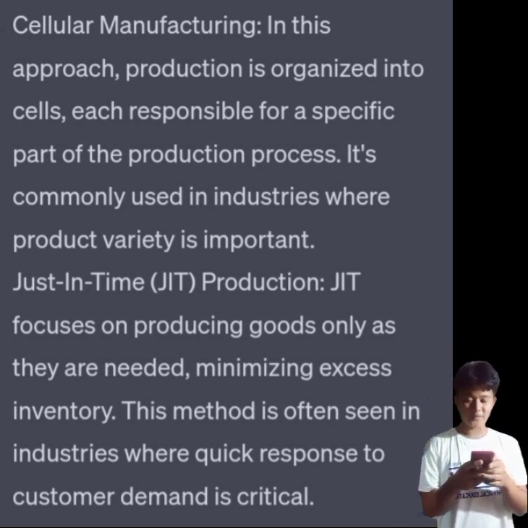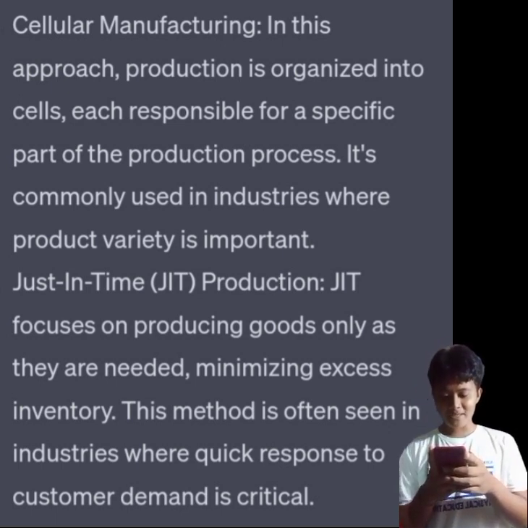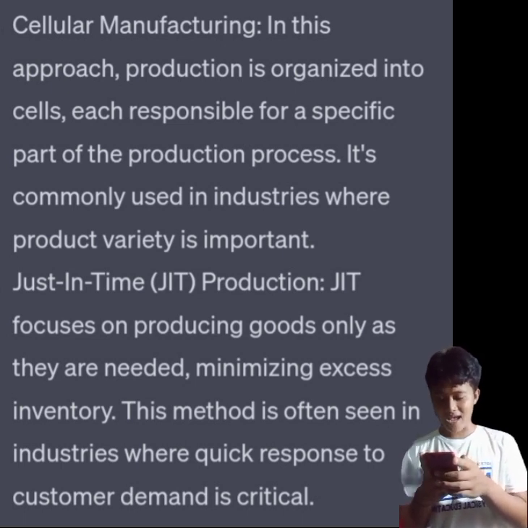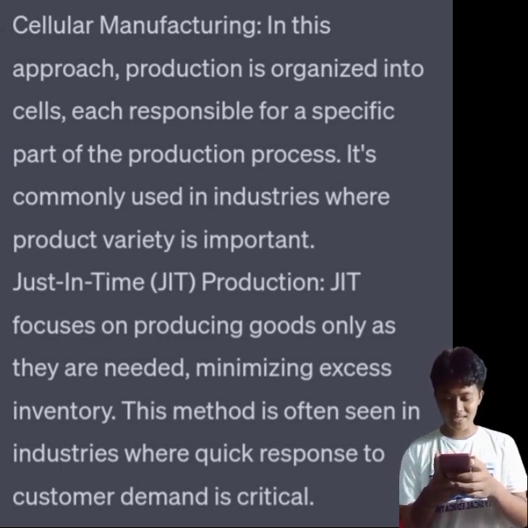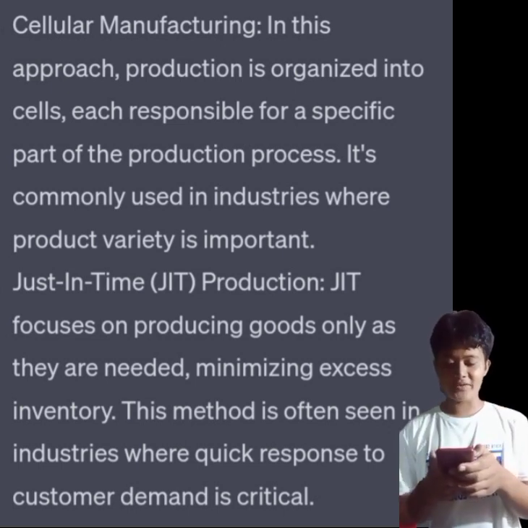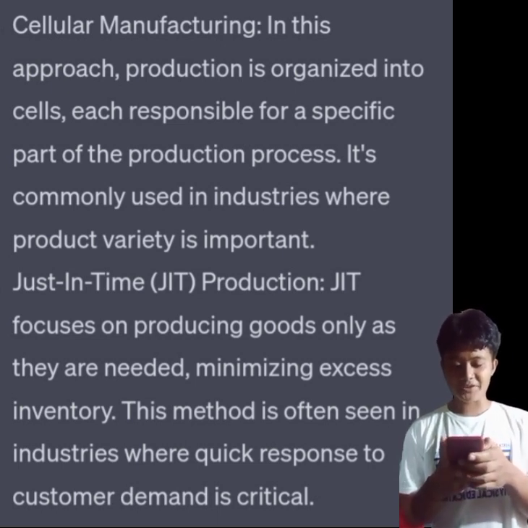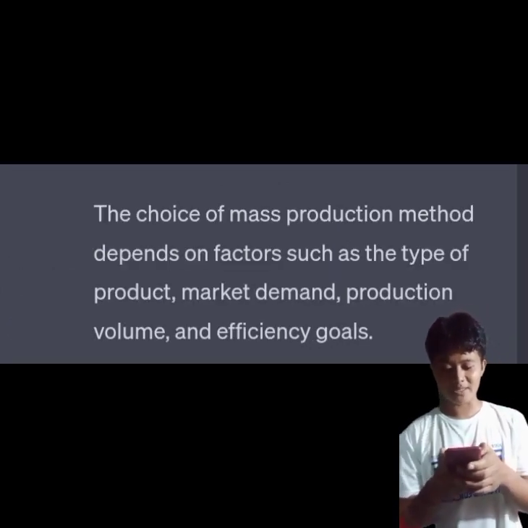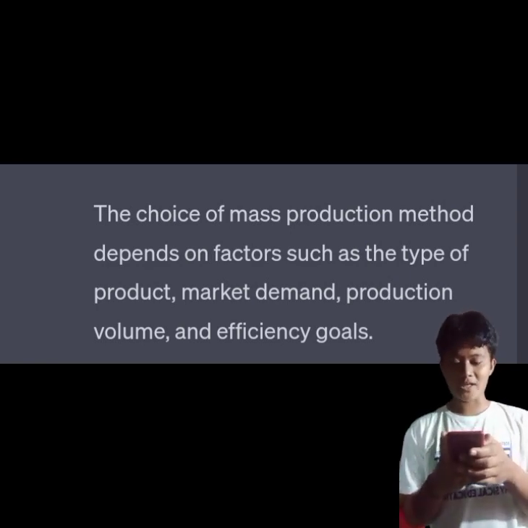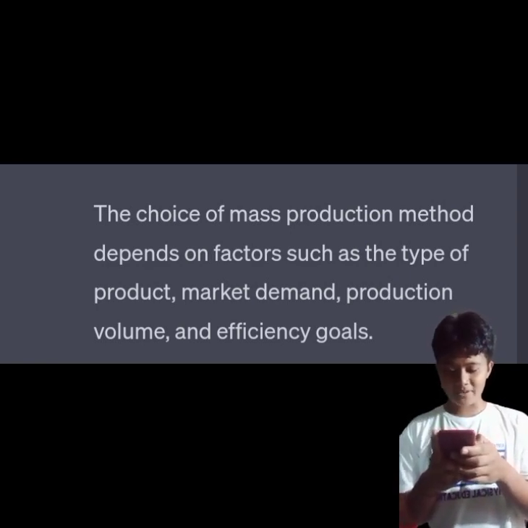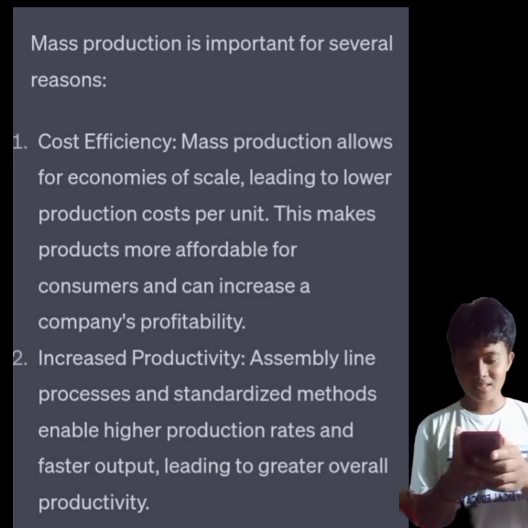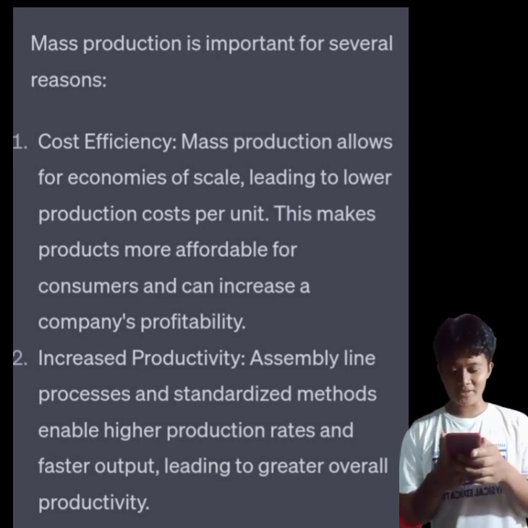Fourth is just in time, or JIT, production. JIT production focuses on producing goods only as they are needed, minimizing excess inventory. This method is often seen in industries where quick response to customers' demand is critical. The choice of mass production method depends on factors such as the types of products, market demands, production volume, and efficiency goals. Why mass production is important, for several reasons.